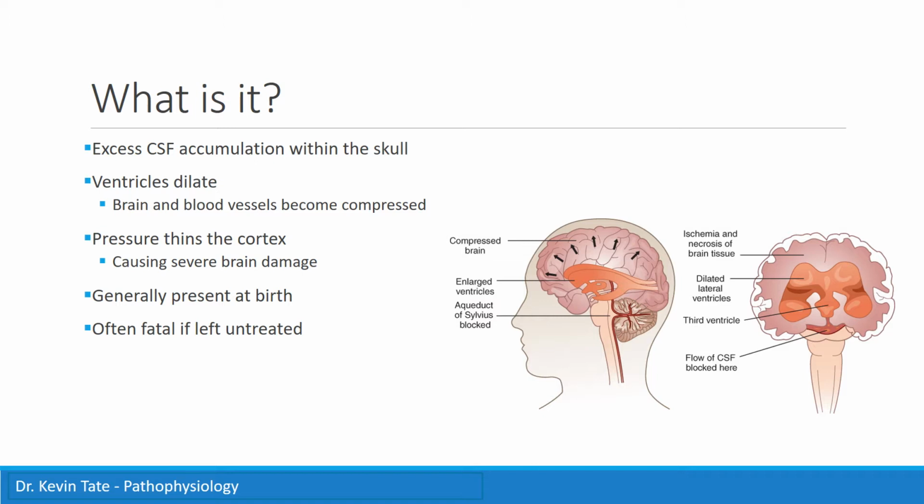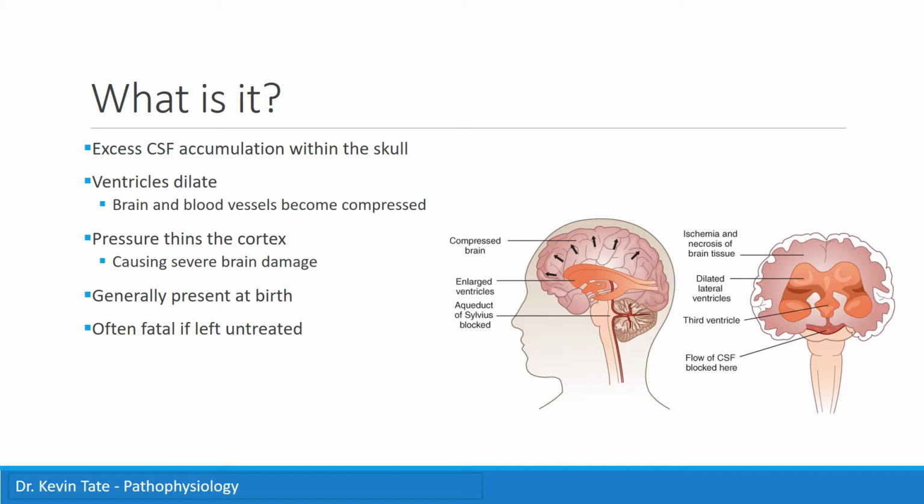Okay. Now, since these ventricles have increased cerebral spinal fluid, what happens is blood vessels end up being compressed. And as blood vessels are compressed, you reduce blood flow to the brain. And if you reduce blood flow to the brain, now you've essentially created a hypoxic or ischemic environment, hopefully not worse.